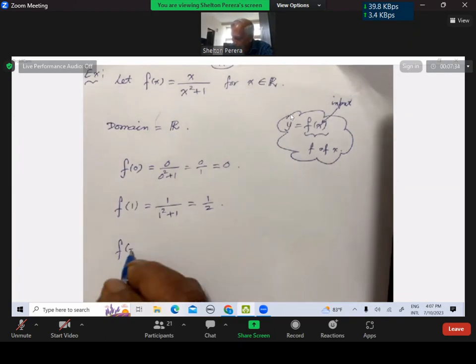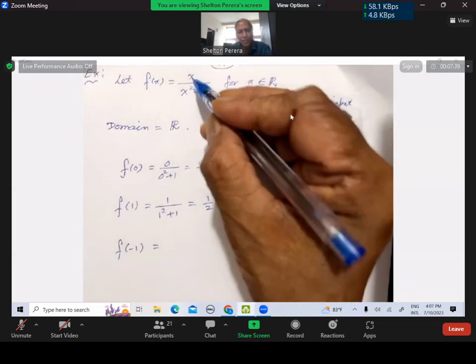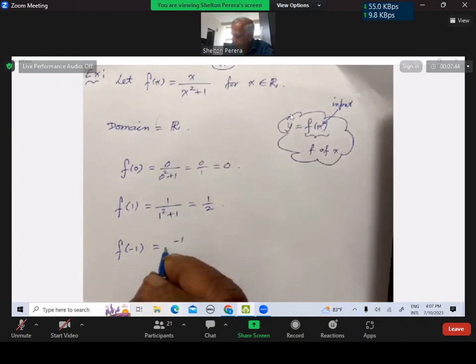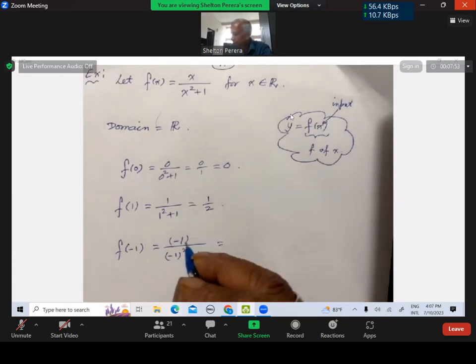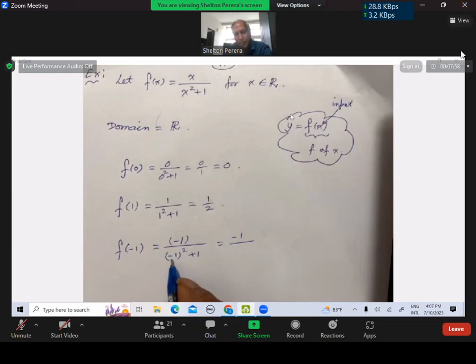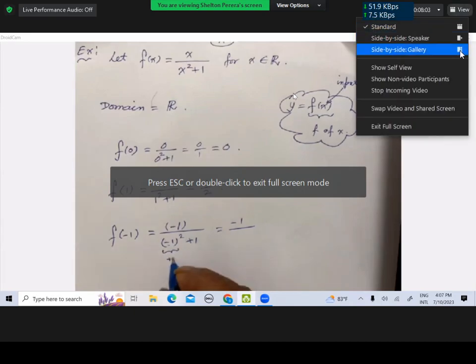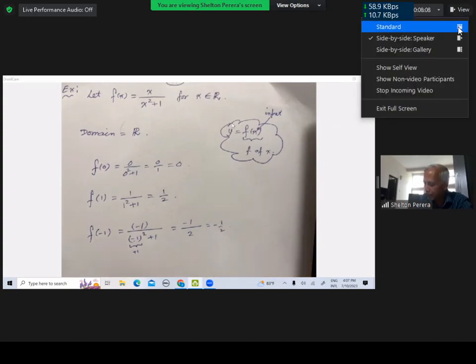What is f of minus 1? Well, now what is the input? Minus 1. Put minus 1 for x. Input x as minus 1: minus 1 over minus 1 squared plus 1. If you want, you can put brackets there also. So you have on top negative 1, divided by: minus 1 squared is minus 1 times minus 1, which is 1, plus 1 is 2. So the answer is minus 1 over 2. What is f of half?